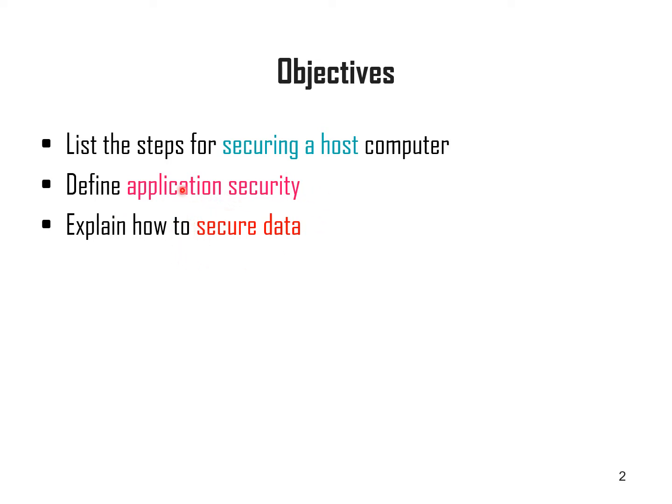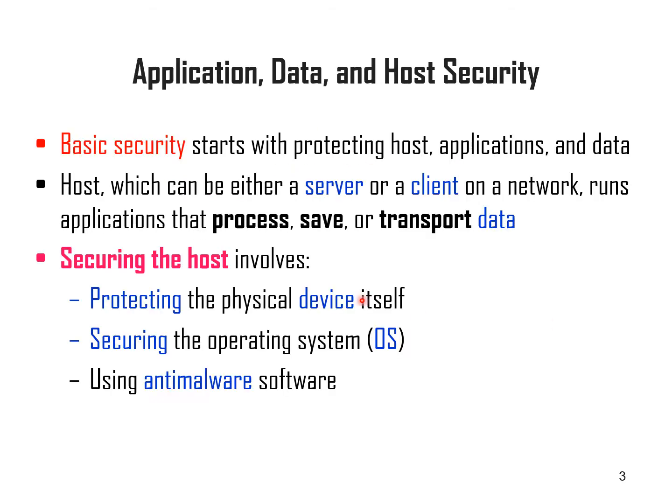So here, the first thing we are looking at is securing a host computer, which we studied in the last class. What do we mean by application, data and host security? The basic security starts with protecting the host. You all know, right? This is the basic security: protecting the host, application and the data. These three things are very important because they deal with the information. If I am protecting the host, application and the data, then I am giving the basic security for that particular organization.